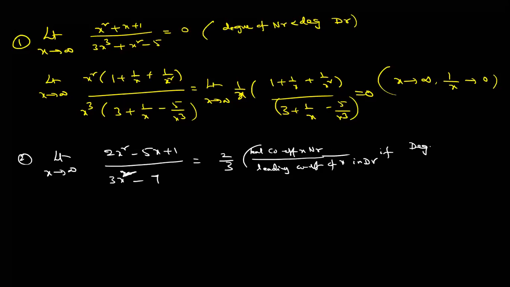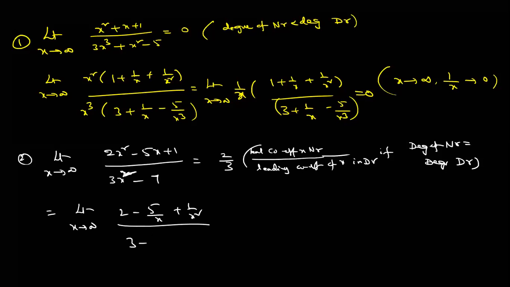When is it possible? That means degree of numerator is equal to degree of denominator. See carefully. Take x square as a common factor. What result is coming? 2 minus 5 by x plus 1 by x square, by 3 minus 7 by x square. So put x equal to infinity: 2 minus 0 plus 0 by 3. So the answer is 2 by 3.